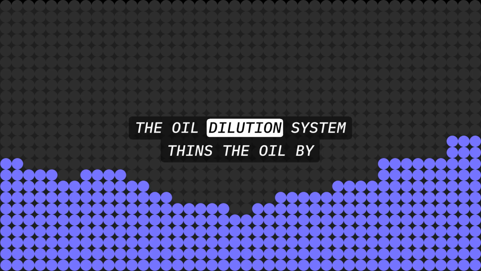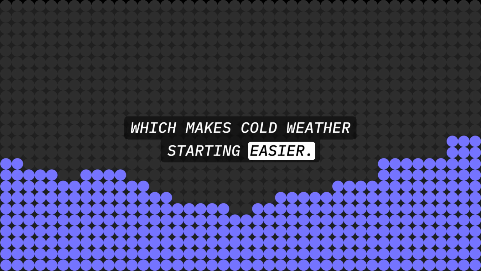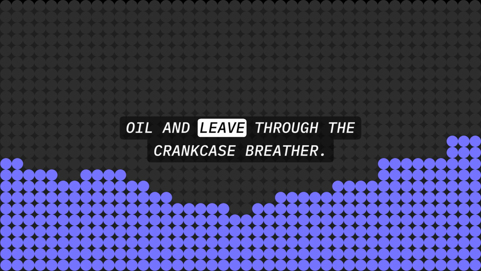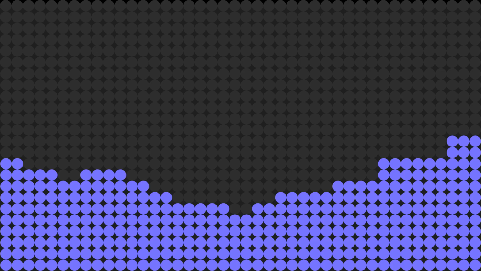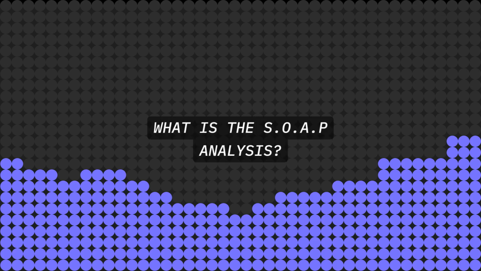What is the purpose of oil dilution system? The oil dilution system thins the oil by introducing the fuel into the lubrication system, which makes cold weather starting easier. Fuel is used because it will evaporate out of the oil and leave through the crankcase breather. What is the primary purpose of engine oil lubricant? To reduce friction.